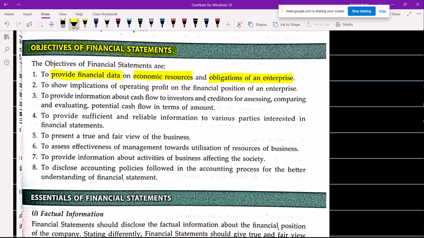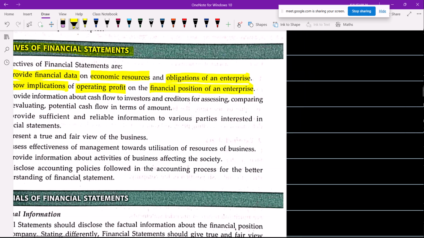So first and foremost, the objective of your financial statement is to provide financial data on what terms? On economic resources and obligations of the enterprise. The second point is it will show implications of operating profit on the financial position of an enterprise. Implication is nothing but impact. It shows the impact of your operating profit on the financial position of an enterprise.